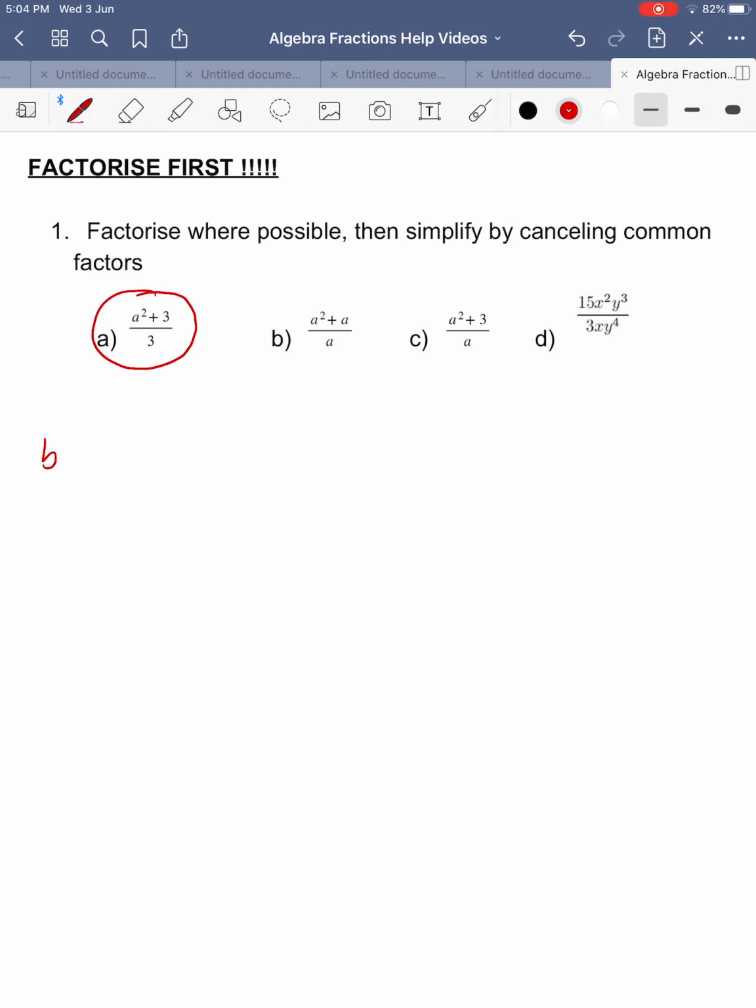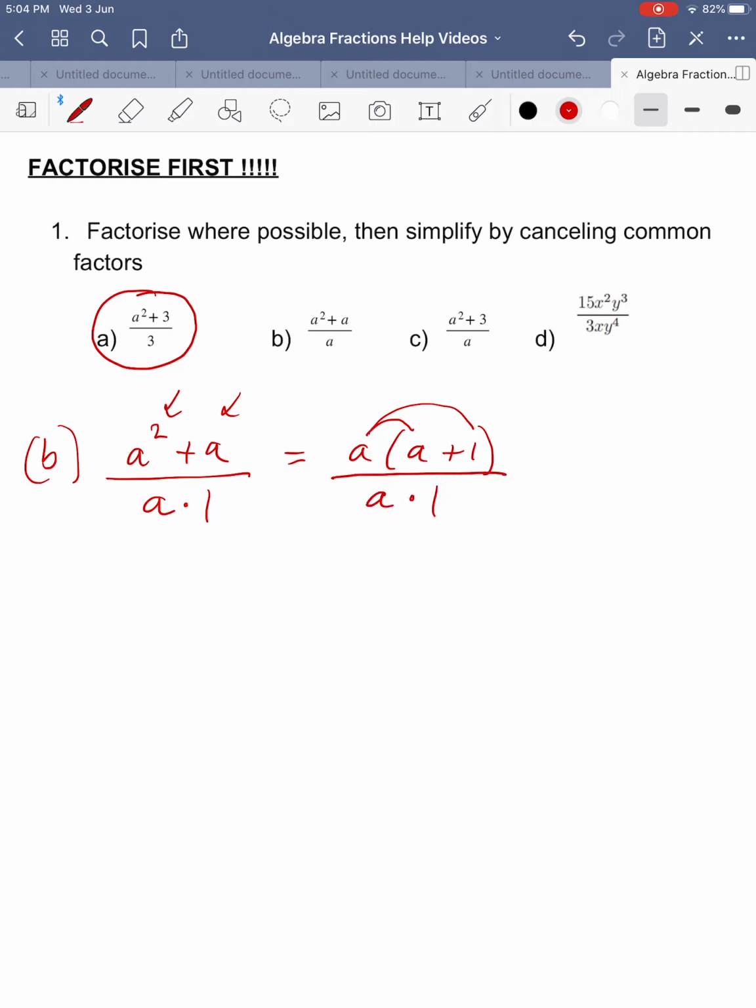Okay, let's have a look at B. A squared plus A on the numerator, this is A, it's kind of like A times 1 on the denominator. We can take out A as a common factor, it's A into A plus 1. Expand and check. Yep, A squared plus A. On the denominator, it's A, kind of times 1. Now you can see that A is a common factor. It's multiplying on the top, it's multiplying on the bottom. Cancel common factors. The final answer for B is A plus 1 over 1, which is just A plus 1. Okay, so B we can.